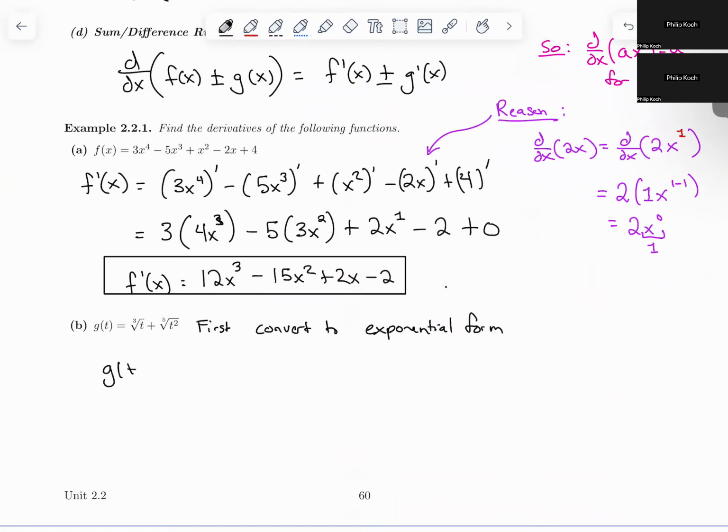G of t is t to the 1/3 plus t to the 2/5. Powers above us, roots below us, right? I know fractions, I know they're not our best mates. I know we don't usually like them.